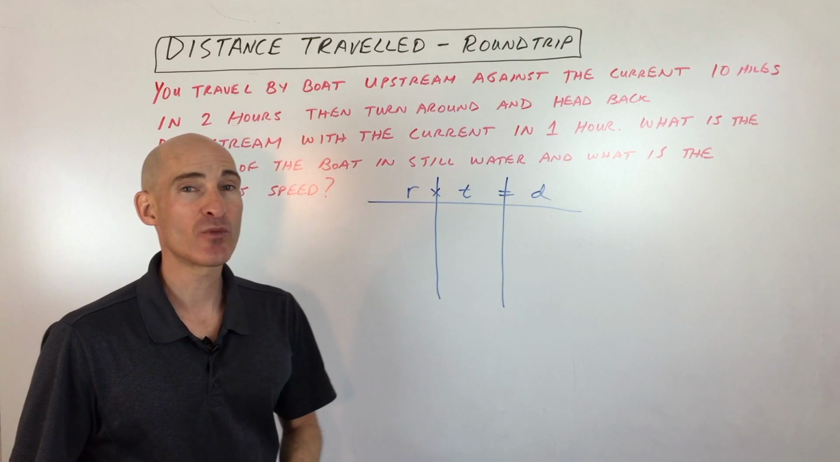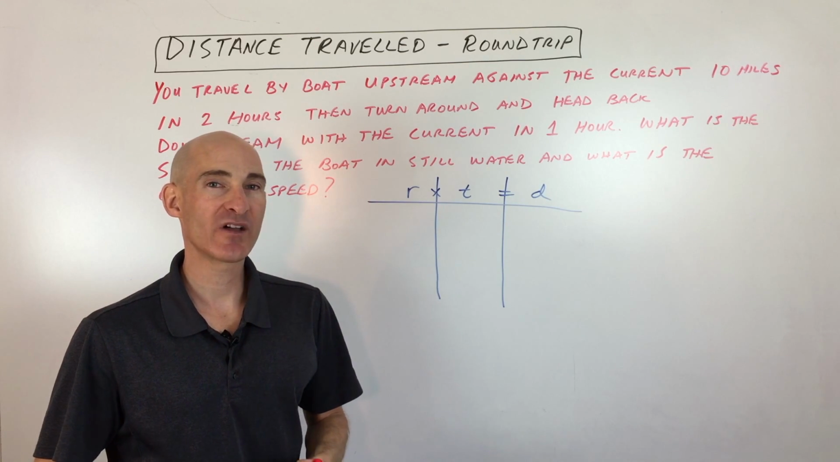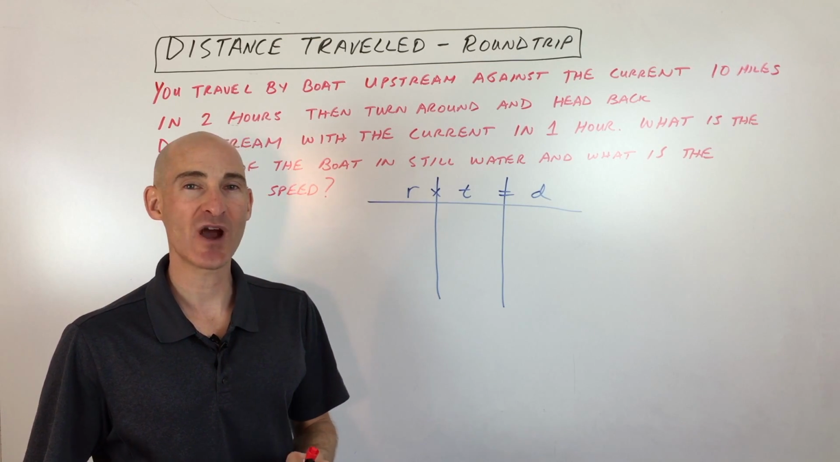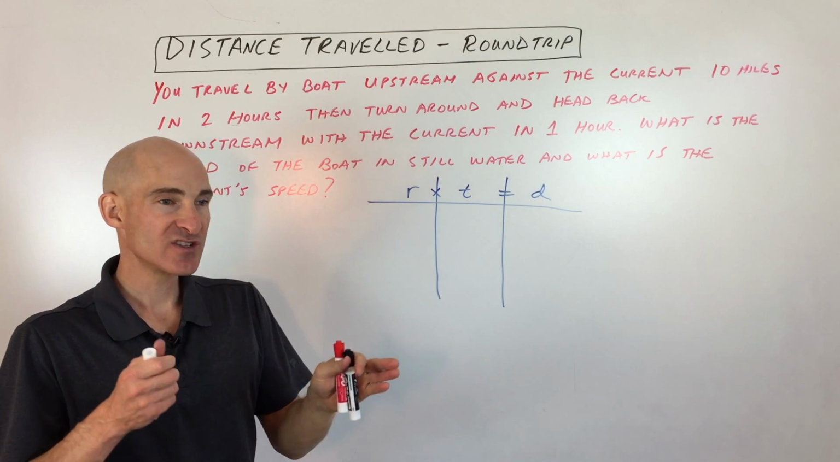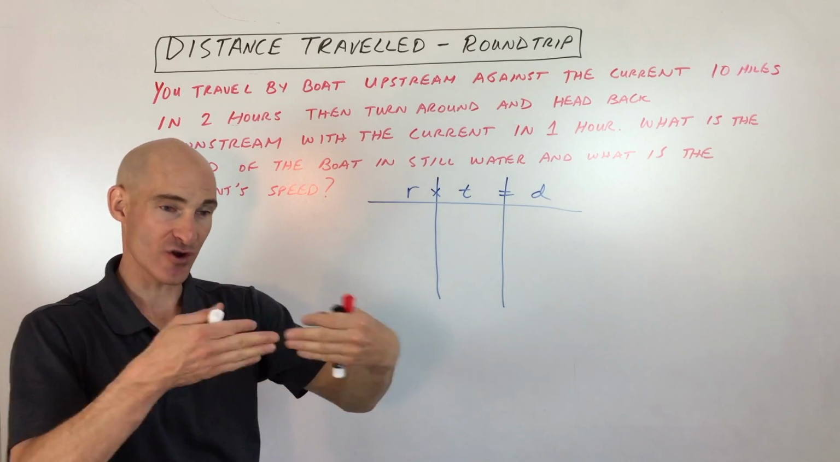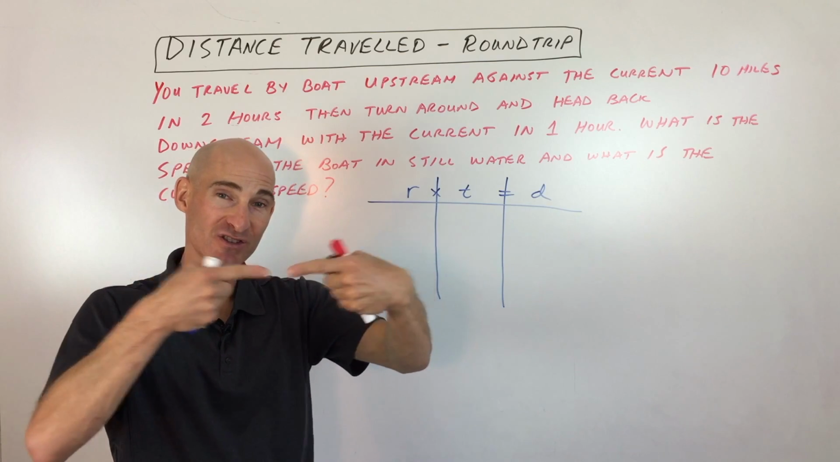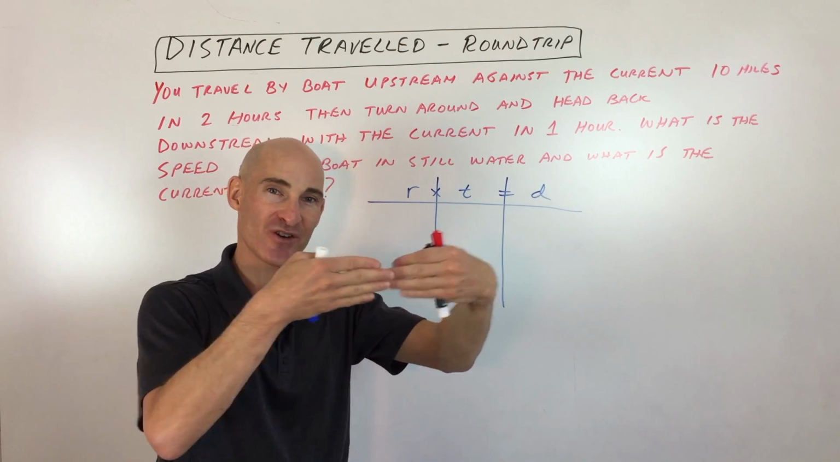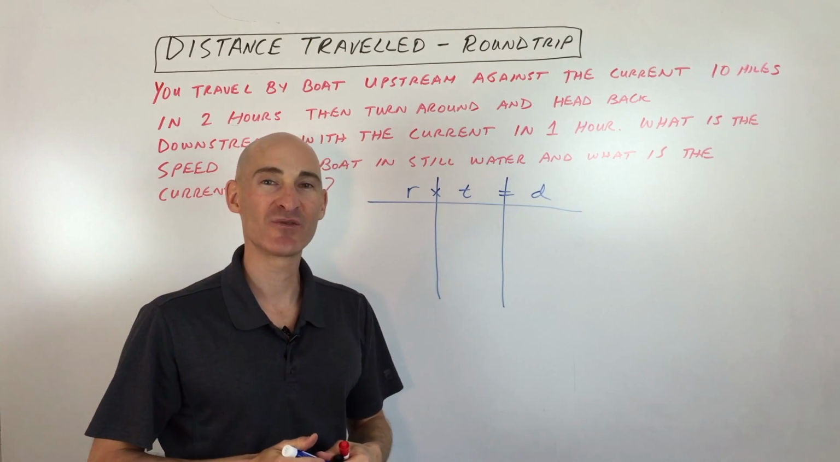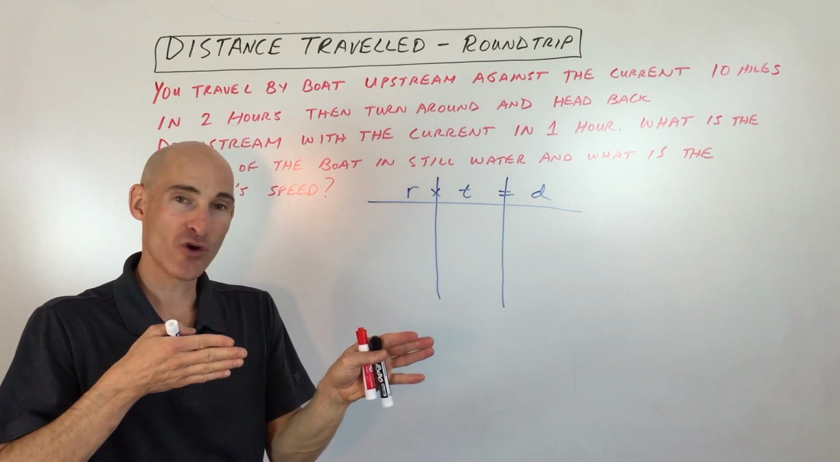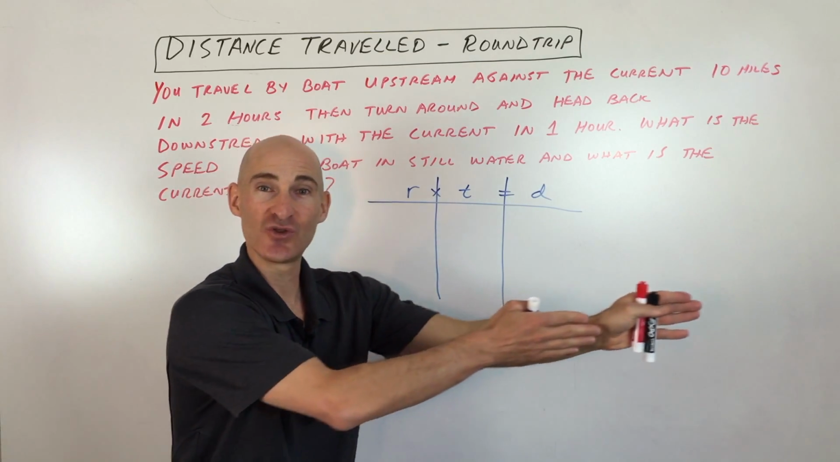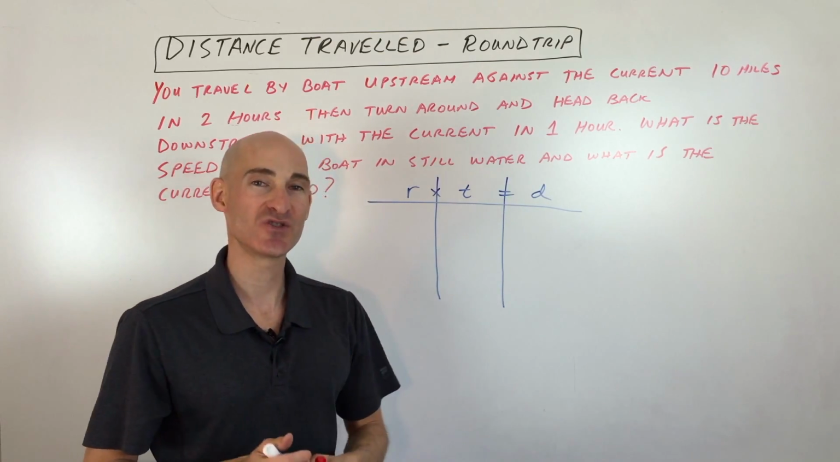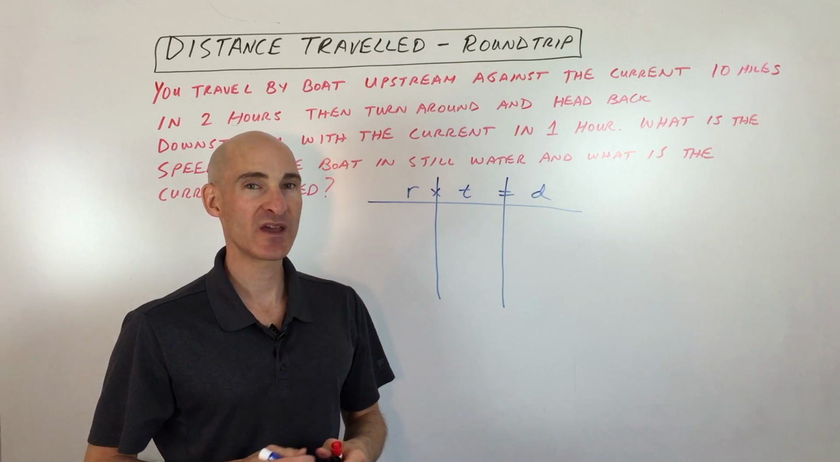Okay, so this is a typical problem, probably one that you're experiencing in your math class, and you're just wondering how to do these types of problems. Well, one thing I want to mention is that when you're going against the current, the current's slowing you down. You're trying to go this way, the current's pushing against you, so it's taking away from your speed. And when you're going with the current, it's actually pushing you along. It's helping you, it's increasing your speed, right? So that's something we want to pay attention to.